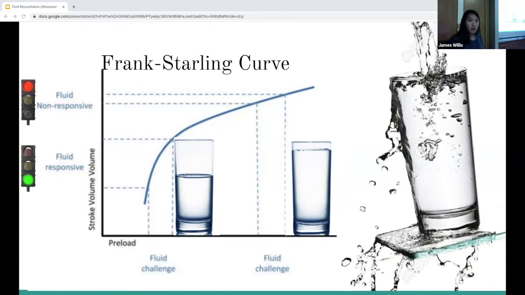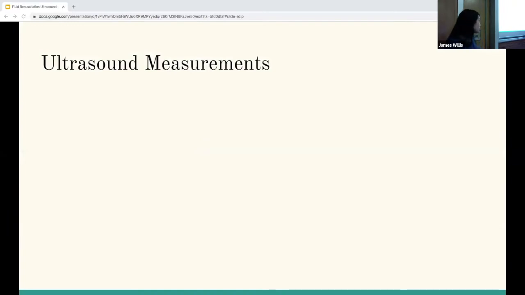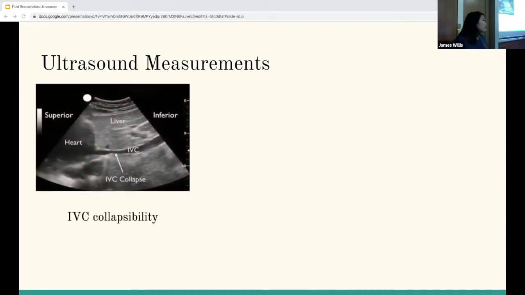All right, so how does this relate to ultrasound? Thinking about how we use ultrasound to measure fluid status and fluid responsiveness, this is probably the most common, or what comes to mind for most people. When you want to ask, well, should I give this person fluid? A lot of people's go-to is to look at the IVC. This is probably the most well-studied out there, but the data is sort of hit or miss.